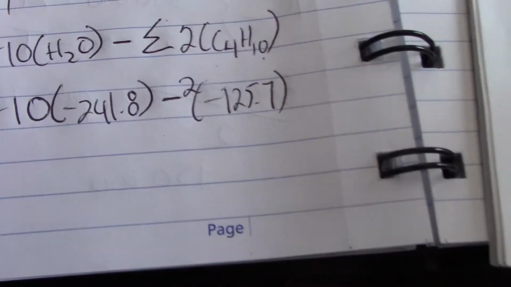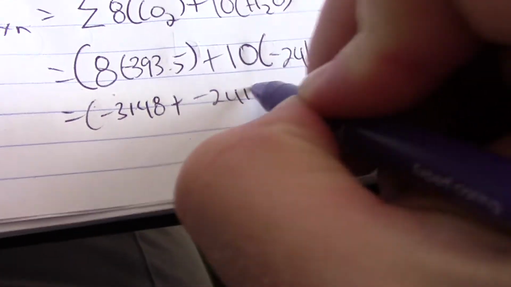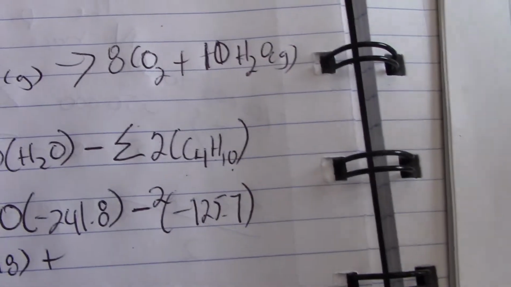Okay. So my delta H of reaction is going to be 8 times negative 393.5, so that is negative 3,148, plus 10 times negative 241.8, which is negative 2,418. And then 2 times negative 125.7, so that's going to be plus 251.4.